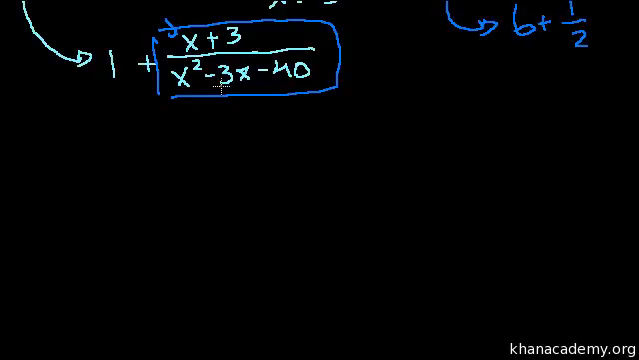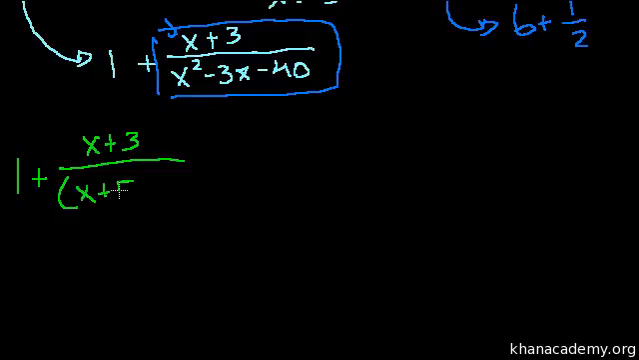Let's see, what 2 numbers add up to minus 3, and when you multiply them, you get minus 40? They have to be different signs, because when you multiply them, you get a negative. So it has to be minus 8 and plus 5. So we can rewrite this up here as 1 plus x plus 3 over x plus 5 times x minus 8. Right? 5 times negative 8 is minus 40. Plus 5 minus 8 is minus 3. So we're all set. Now I'll just focus on this part right now.